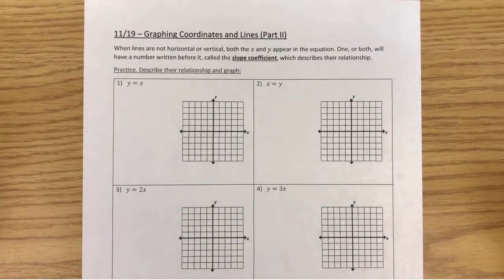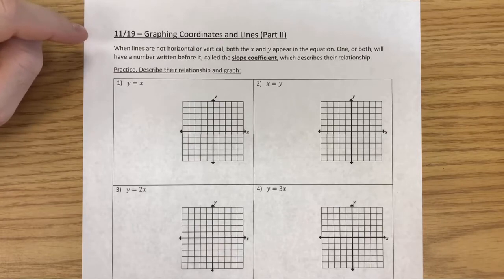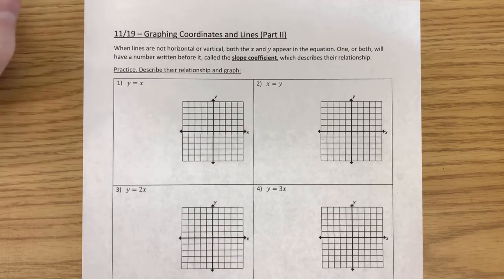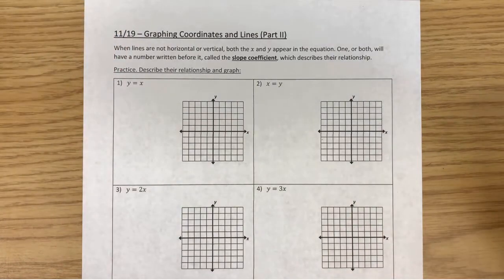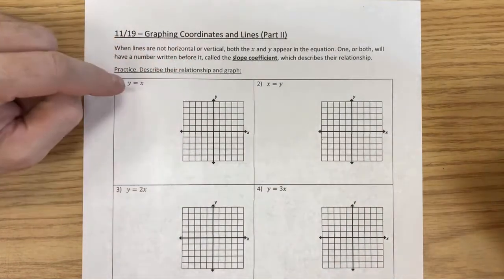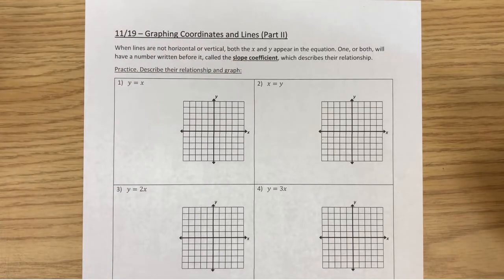Okay, so today we're going to be graphing coordinates and lines for the second part. Now, the lines aren't going to be horizontal and vertical, but we're going to have both an x and a y in the equations. And what it's going to do is it's going to create the line with a tilt. And when we have a coefficient in front of a number, we're going to call this the slope coefficient. And this is going to describe the relationship between the x value and the y value. And we're going to expand upon this in later lessons.